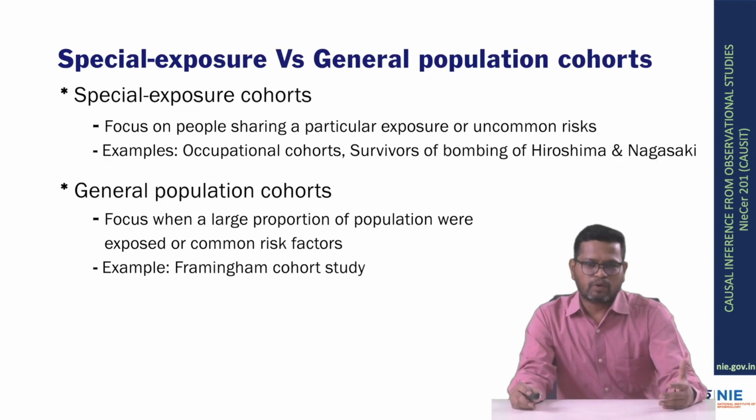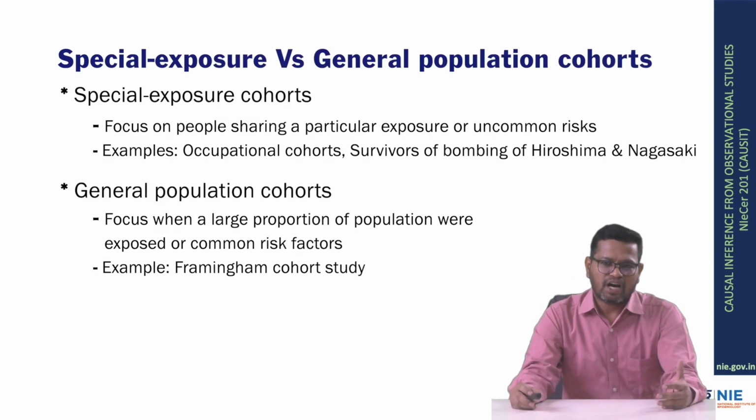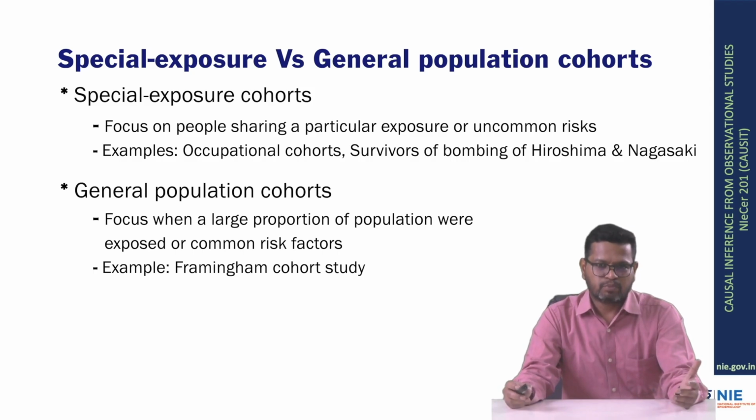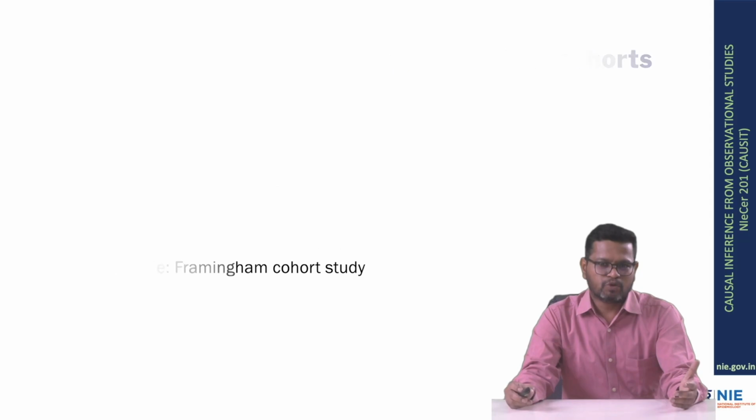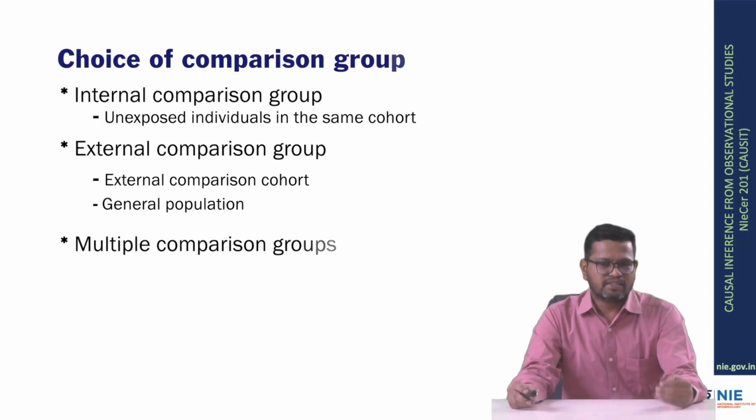If the focus of the cohort study is to investigate uncommon exposures, we prefer special exposure cohorts. For example, we can have occupational cohorts or survivors of the bombing of Hiroshima and Nagasaki. But if you are planning to investigate any common exposures like air pollution or smoking, we prefer general population cohorts. Example, Framingham cohort study.